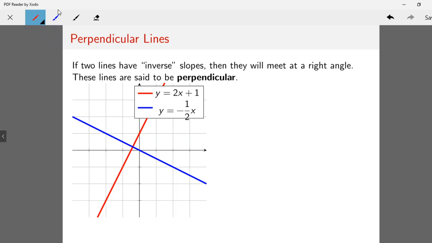The other interesting thing we could have is a perpendicular line. They cross once, but they're going to meet at a right angle. So anytime we have two lines meeting at a right angle, they are perpendicular. This first one, the red one, has a slope of 2, and the blue one has a slope of negative 1/2. That sort of inverse perpendicular slope is the negative reciprocal.